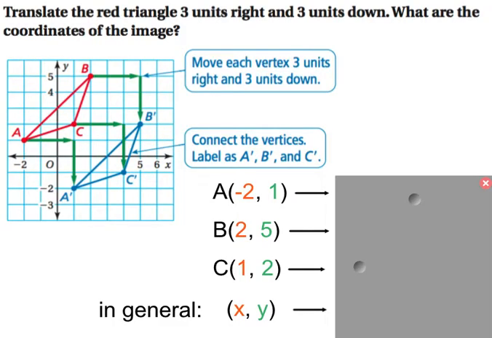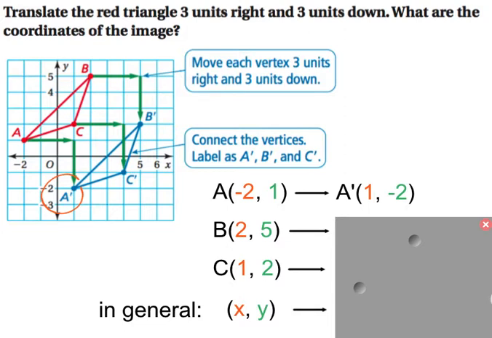Okay, consider this. Translate the red triangle 3 units right and 3 units down. What are the coordinates of the image? So you can see this has already been done. The red image moved over 3 to the right and down 3. A started at -2, 1. That's where A is located. And where A prime is located is right here. That looks like it is 1, -2.